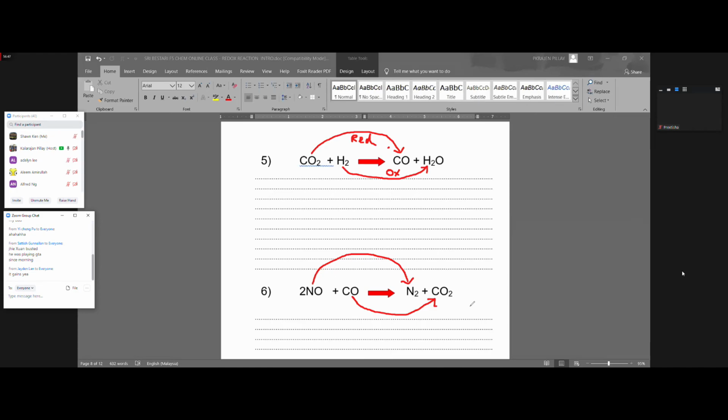This is very simple. You know how to do it, huh? But you must, okay. NO, I gave you the name, huh? NO, I just note it down somewhere. NO is nitrogen monoxide, not nitrogen oxide, huh? Monoxide.